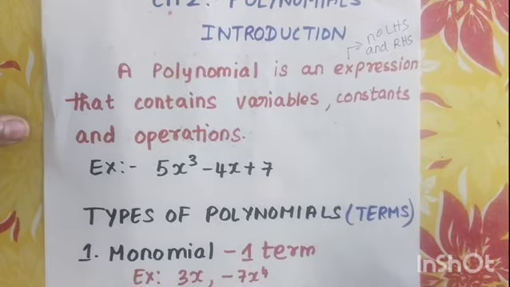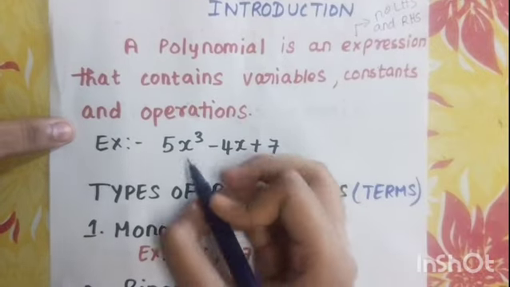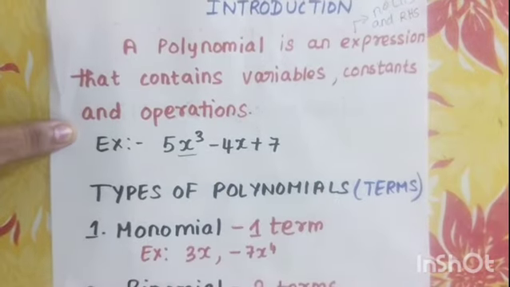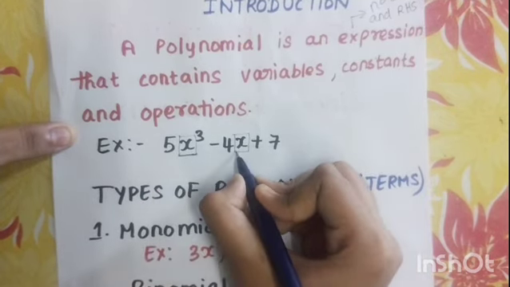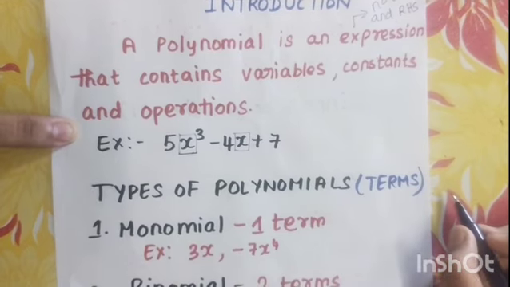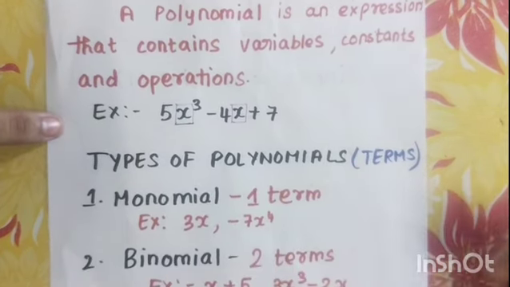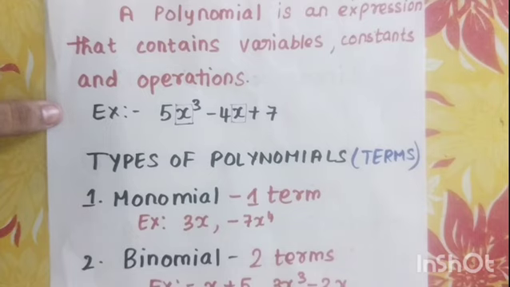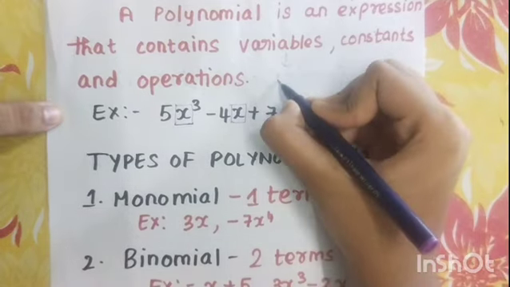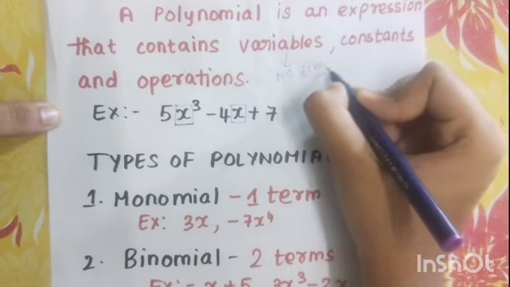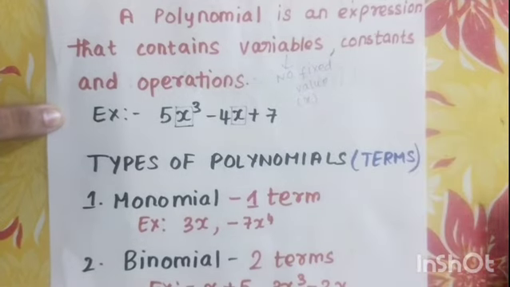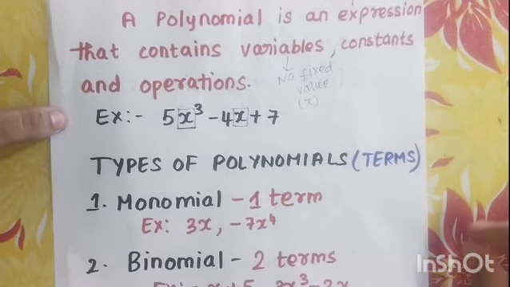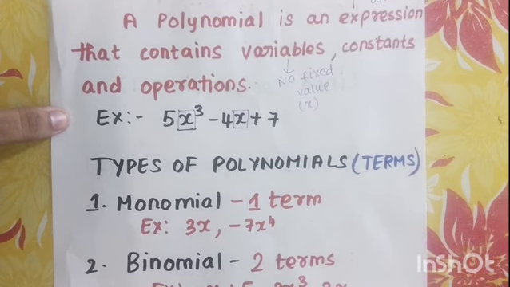Okay, so it contains variables. Variables are nothing but all these x. So this is a variable and this is a variable. Why are we saying that it is a variable? Because its value keeps on changing. It does not have a fixed value. So it is called a variable. For example, say x. Variables are denoted by alphabets that you already know, right? It does not have any fixed value.